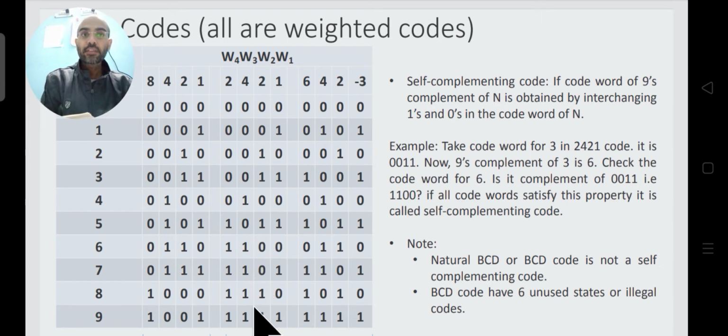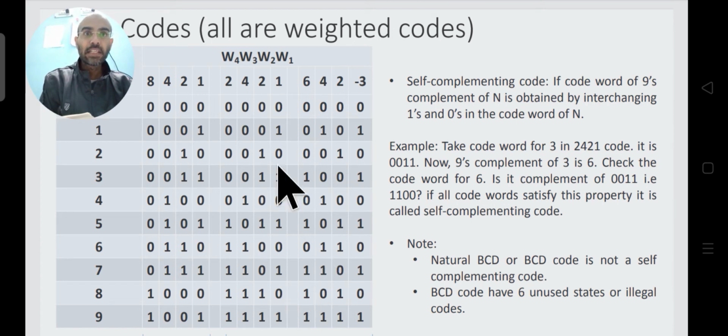You can check it for the other codes also. So this is how we define the nines complement, the self-complementing codes. This is the example I have taken. You can do it for some other examples also. We can take the example of let's say 8. The nines complement of 8 will be 1. So if I complement everything, it will be 1110. So 1110 is exactly 8 represented in 2421 code. 8 is represented by 1110.